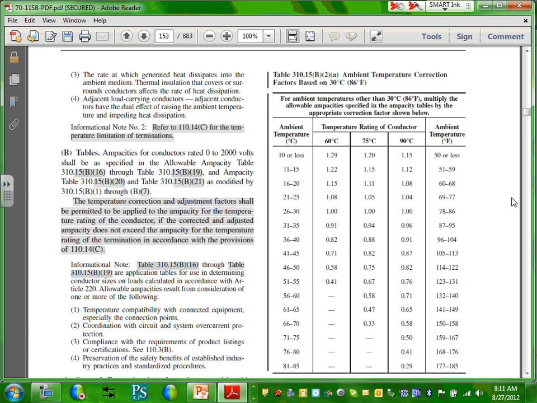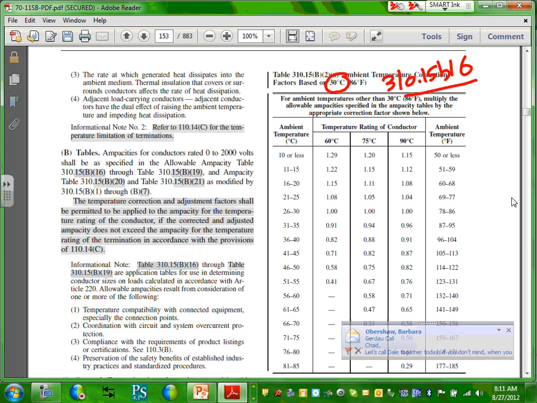Table number 1 is based on 30 degrees Celsius. The table that you use with 310.15(B)(16) is this table. Why? Because if you go to the bottom of that table, it will tell you this is the rating table that you need to use. Cool? This one is on page 150. Page 150. Cool? Everybody's there?